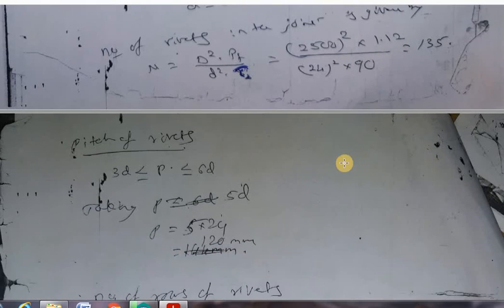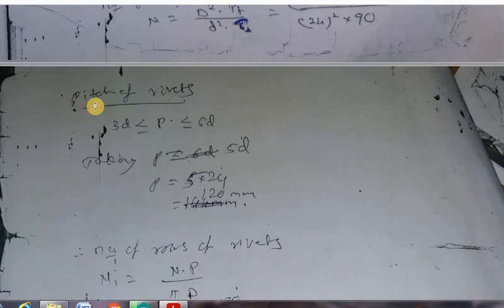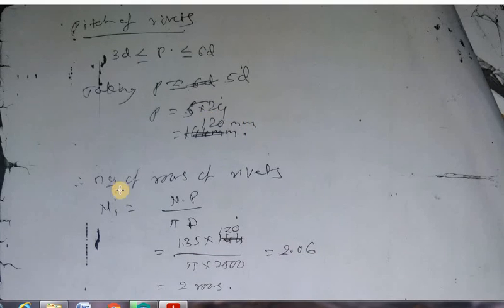As a result, how many rows are required, I will calculate again. For the rivets, I will take the pitch between 3D to 6D, which is available in the data handbook. So taking pitch as 5D, 5 into 24, I will get 120. So with this pitch value, now I will calculate the number of rows. In how many rows I have to accommodate 135 rivets, that you have to calculate.